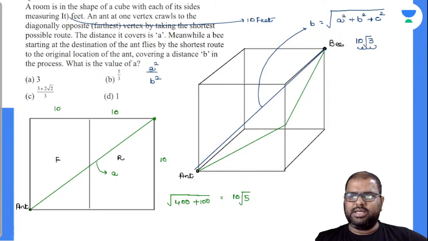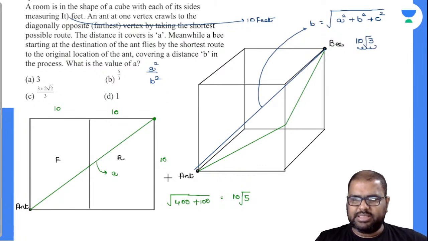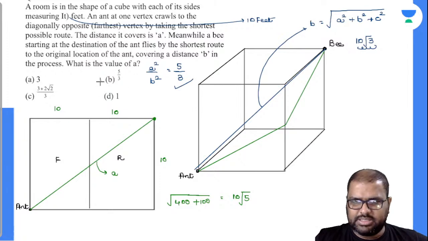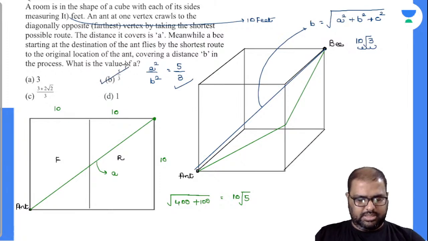Now what is the question asked? You are asked to find out A square by B square. So 10 root 5 whole square, at last finally this will be 5 by 3. Is there any option with 5 by 3? Yes, there is an option with 5 by 3 and this is your option there.